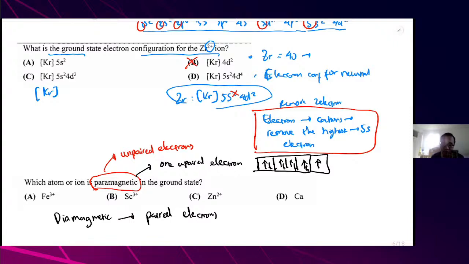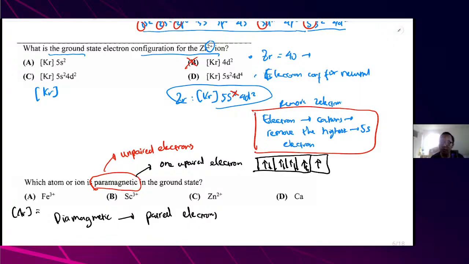Now we need to find out their configuration to see who has unpaired electrons. So how do we do that? Let's go through each option. For option one, Fe, iron 3+, based on this concept, the configuration is Ar. I need to take a look at the periodic table again, because this might be much easier for me.